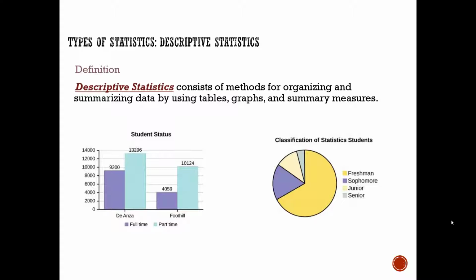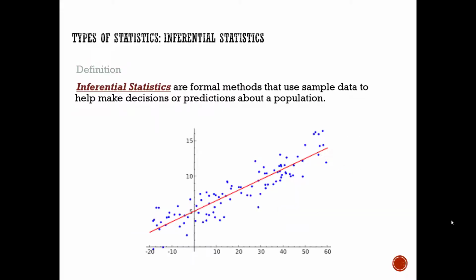The numbers themselves, when we get all the raw data together, don't make a lot of sense unless we can organize it in a format that helps us make a decision. Descriptive statistics help us do that. The next type that you're responsible for is inferential statistics.